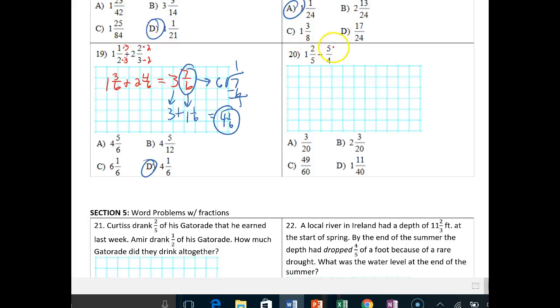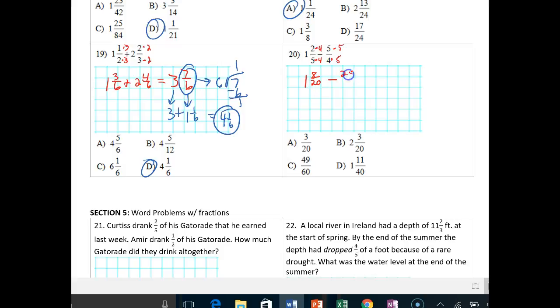1 and 2/5 minus 5/4. So find common denominators. This one we had to borrow on. This is on your reference sheet, guys, on how to borrow. Same with number 19 on what to do if you get an improper fraction with your mixed number. It's on your reference sheet. Some of you guys did a great job using it. Other guys forgot all about it.